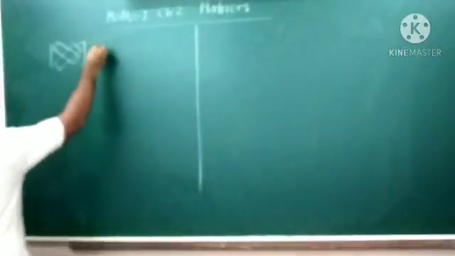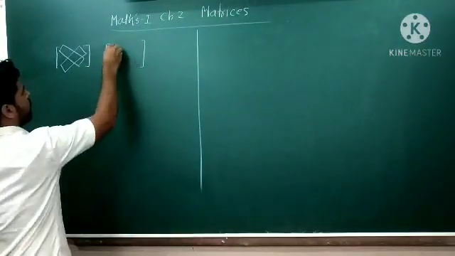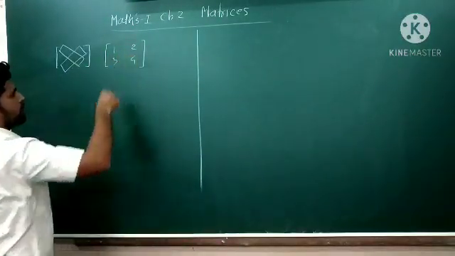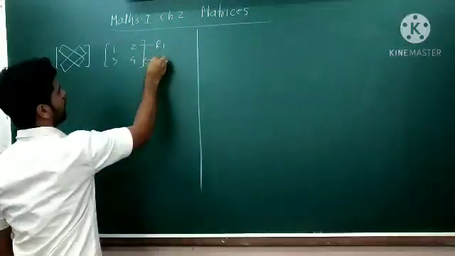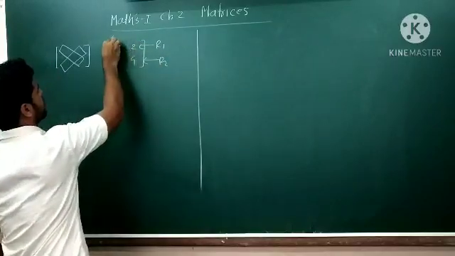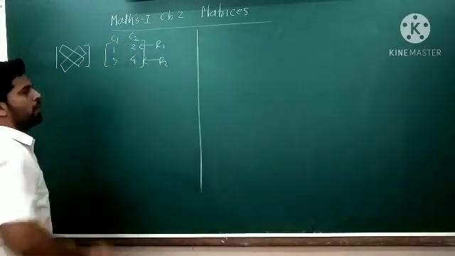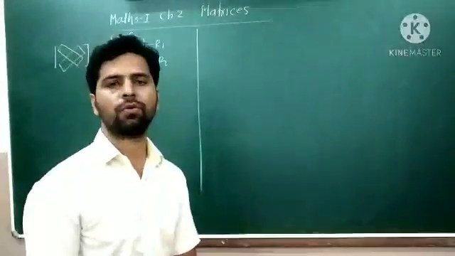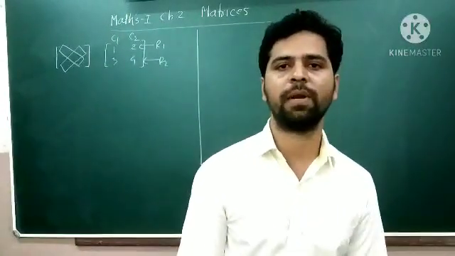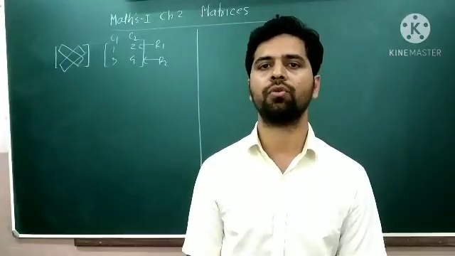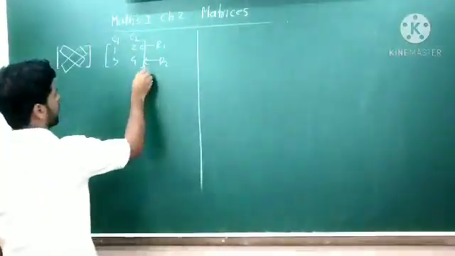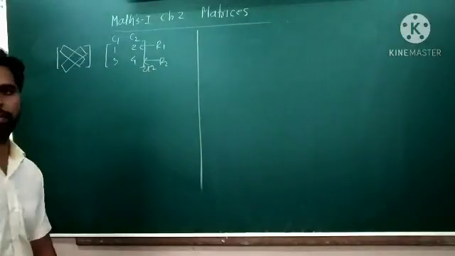For example, suppose this is a matrix: 1, 2, 3, 4. This is called row 1, this is called row 2. This is called column 1, this is called column 2. So row 1, row 2, column 1, column 2. In this matrix we have 2 rows and 2 columns. So we can call this a 2 by 2 matrix, or it is also known as an order 2 matrix.